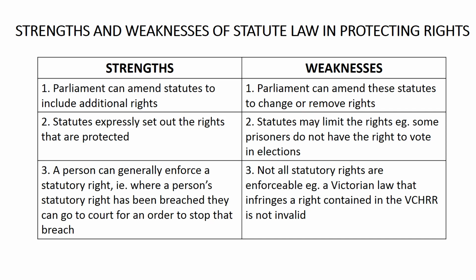We've just looked at the Victorian Charter of Human Rights and Responsibilities, which sets out a large list of rights. But that doesn't stop the Victorian Parliament, for example, from passing a law that infringes or breaches those rights. And if the Victorian Parliament does pass a law that infringes or breaches those rights, then there's nothing that an individual can do. They can't go to court and ask the court to rule that legislation to be invalid, because the legislation is not invalid. There's no way that you can enforce your right in that circumstance.